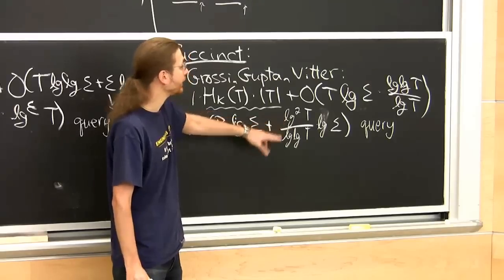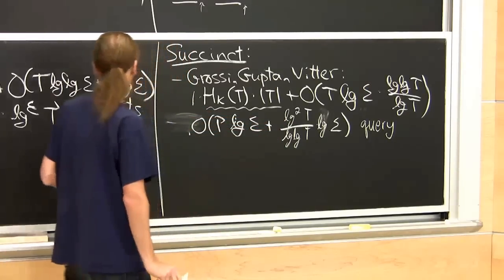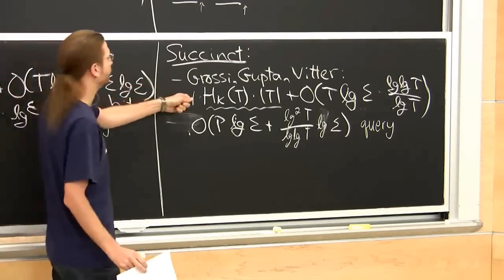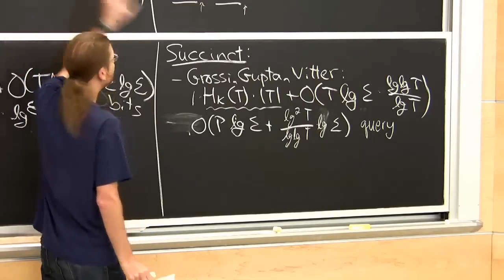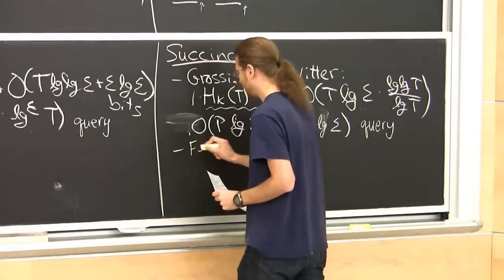So we have a polylog additive slowdown here. It's a little bit worse in time, but the space is obviously a lot better. We've improved our constant factor from 5 over here to 1.